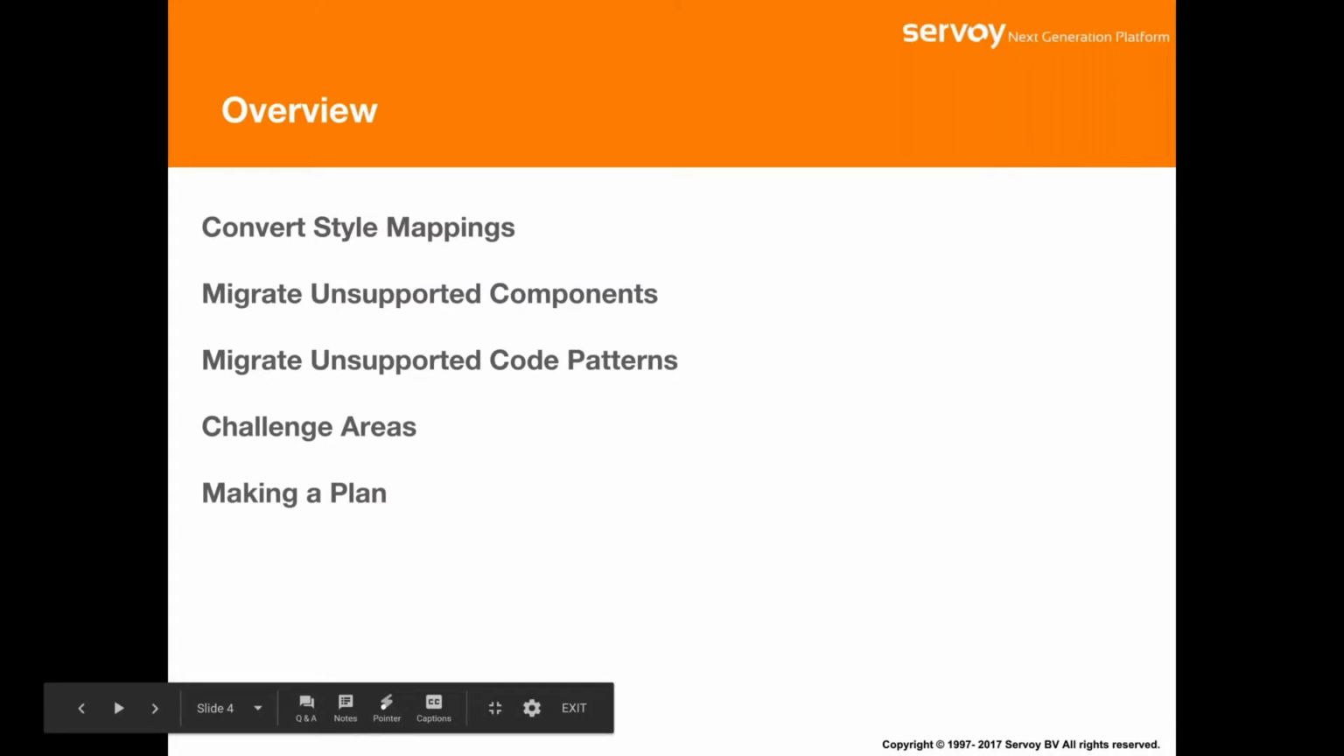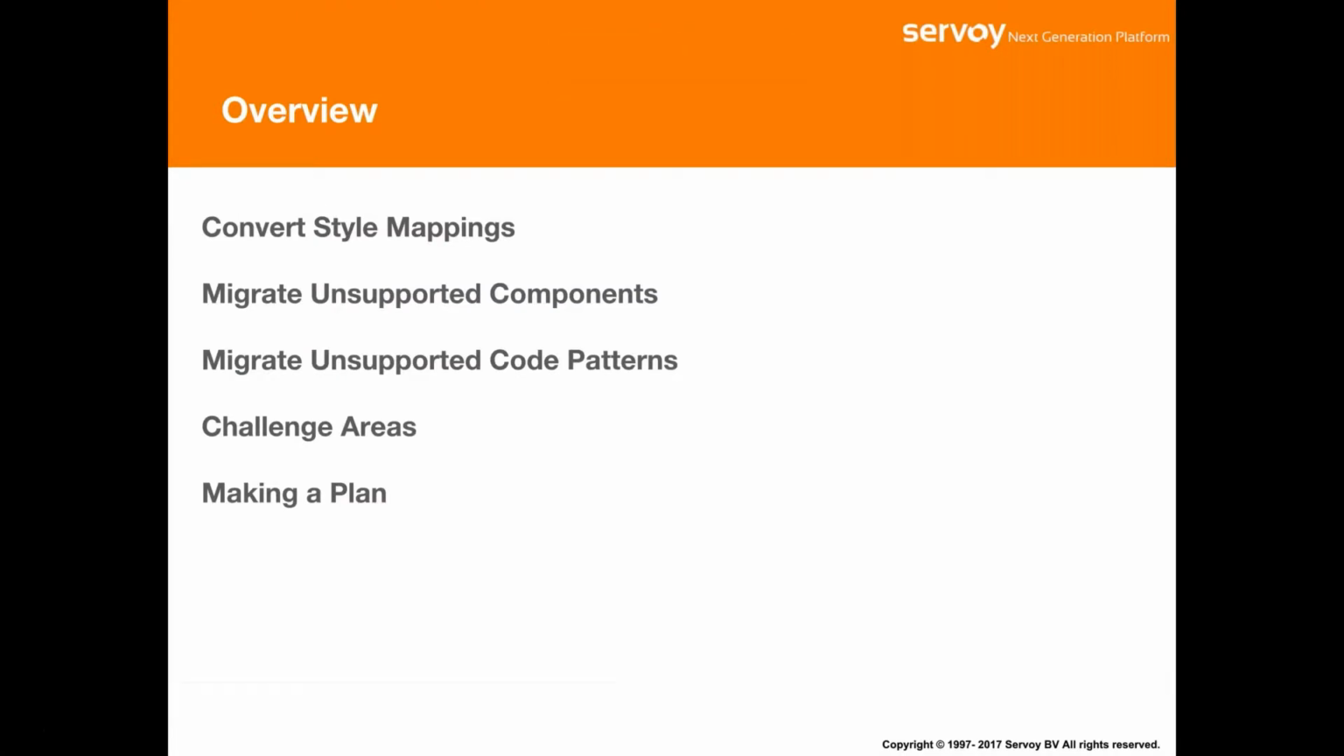So, an overview of how you would go about doing a conversion. I think the first step I just showed you, which is to convert style mappings. Again, you no longer use the style sheet in the resources project, but now you take it from the media. You want to migrate unsupported components, and I'll talk a bit about what those might be. You want to migrate unsupported code patterns. Like I said, most of your code and business logic is completely forward compatible. There are some patterns and some areas you want to watch out for. We'll talk about a couple other challenge areas, and we'll talk about how to make a plan and approach this.